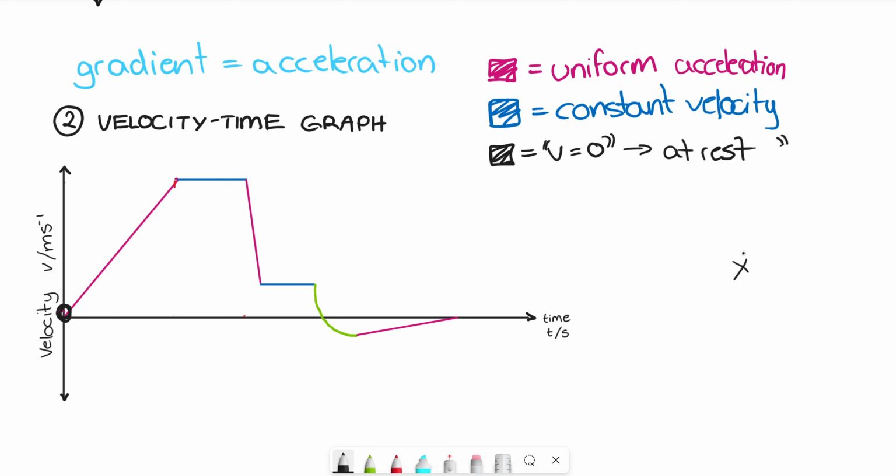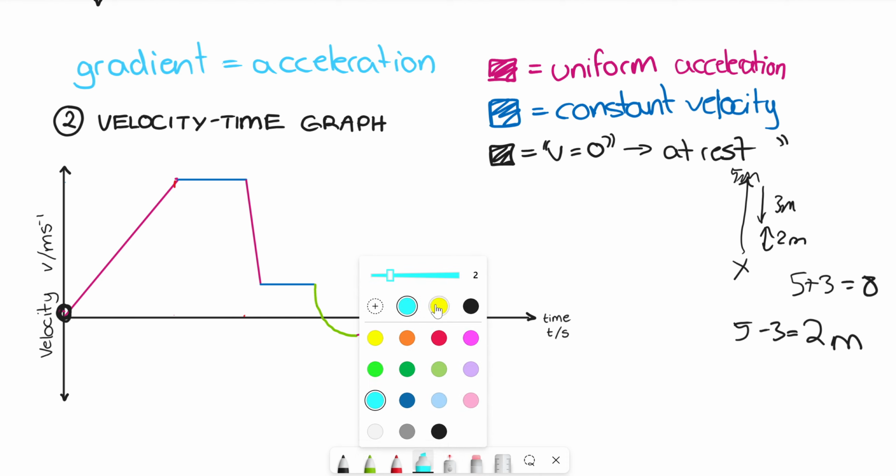So say I started at a starting point here, I went 5 meters forward, and then I came back 3 meters. My distance would be 5 plus 3, which is 8. But my displacement would be only 2 meters, because that's how far I've gone overall from my starting point. So I've done 5 minus 3.